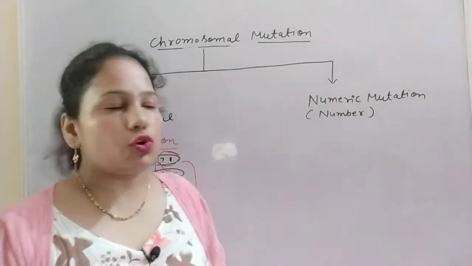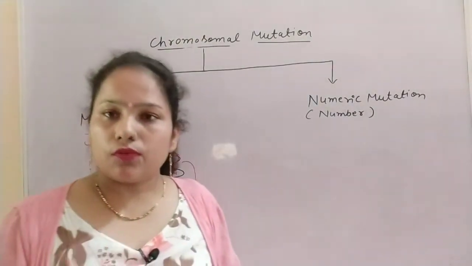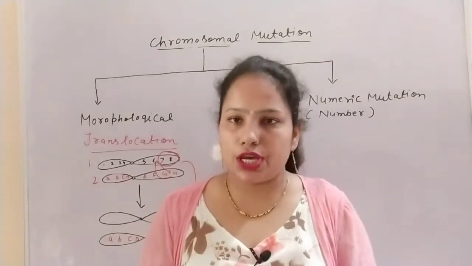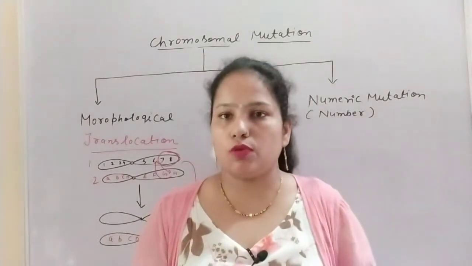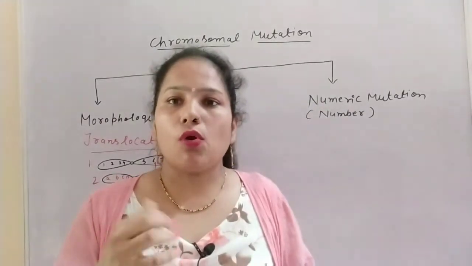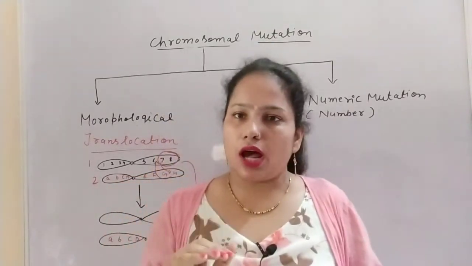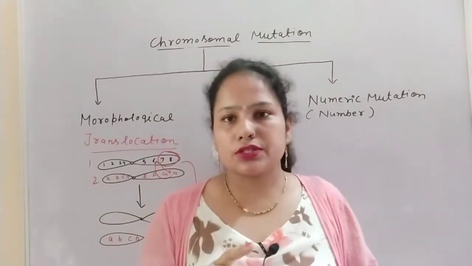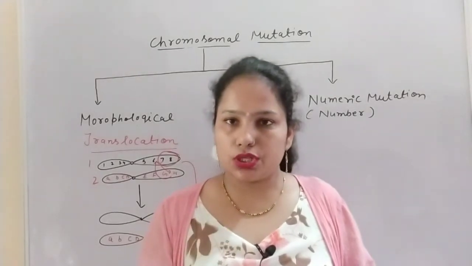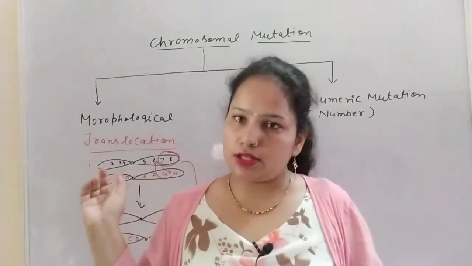So I think you understood the chromosomal mutation, and firstly the morphological mutation. In morphological mutation, there is a change in the form of the chromosome, there is no change in the chromosome number, only the structure of the chromosome is changed, and there are 4 types. First is deletion, second duplication, third inversion, and fourth is translocation.